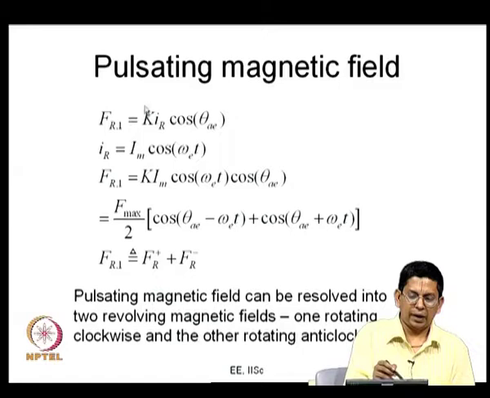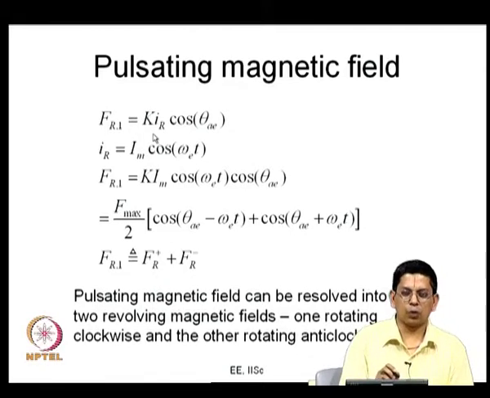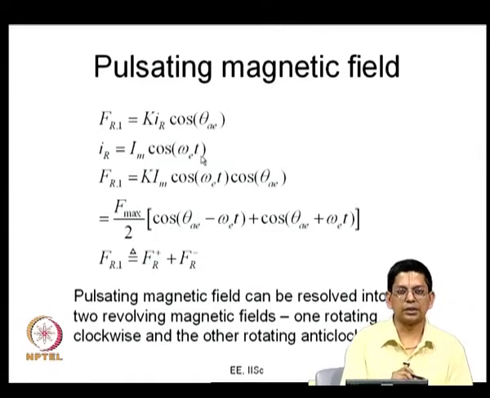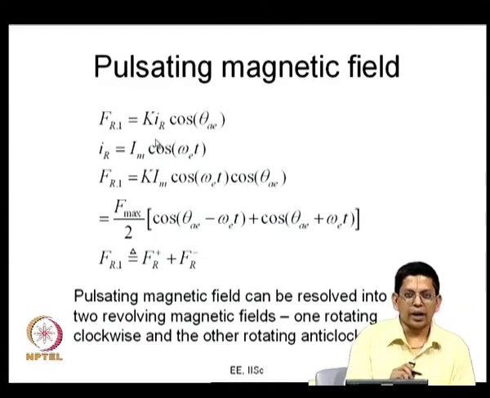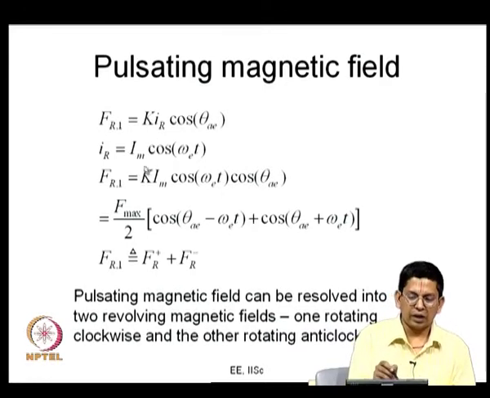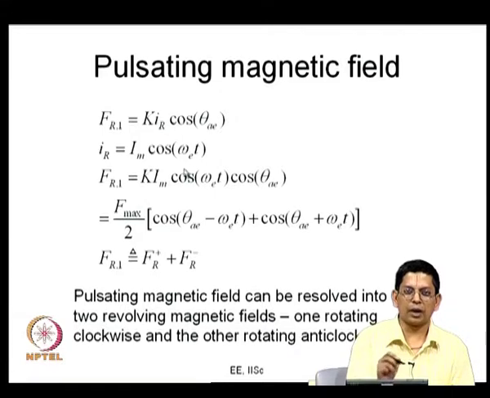I am not getting into the details of K, because that would involve the winding distribution factors etc. So, that is a constant K, let us simply leave it at that. FR1 is K IR cos theta AE. Now, what is that IR? That is not going to be a constant current, you are going to be injecting an alternating current, Im cos omega ET. Omega E is the fundamental angular frequency.